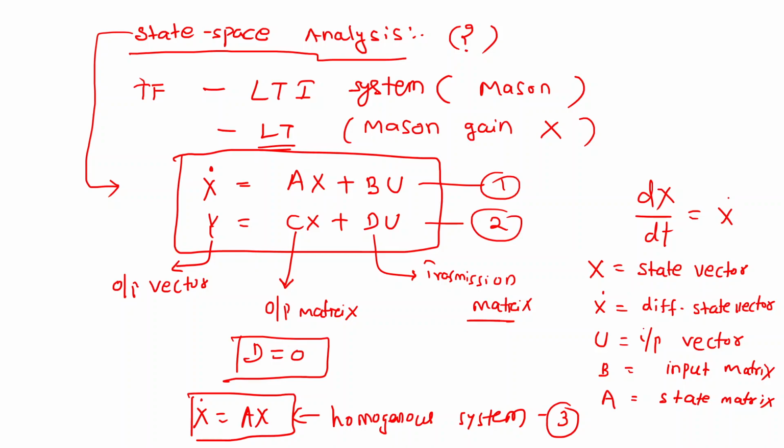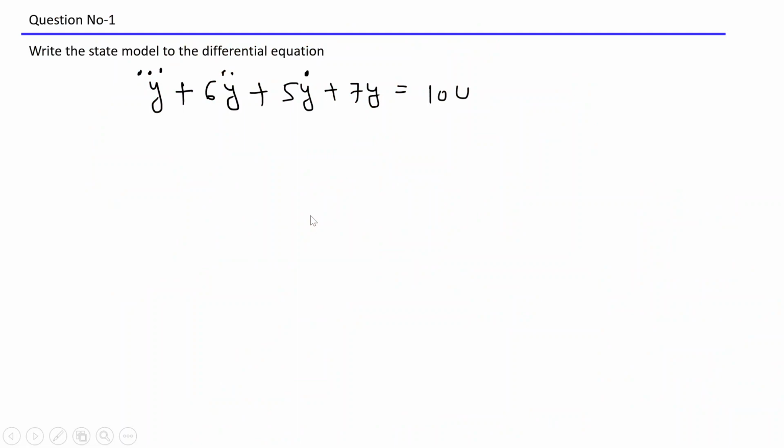Okay, so let me go through some questions related to the state space model. Let me go to question number 1. I have prepared some questions for you. The question is: write the state model for the differential equation. Here y triple dash is the third order derivative, generally d cubed y by dx cubed. This is the third order derivative of the system. Like that, y double dash is the second order derivative. So this is a system represented by a differential equation.